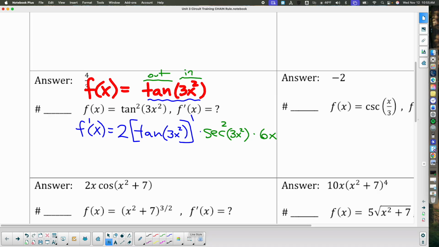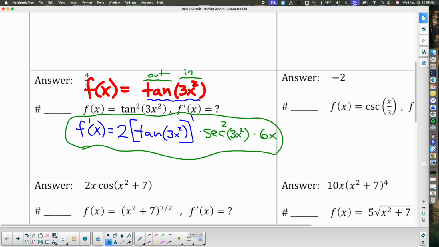So these are traditionally the types of problems that will confuse you because they have multiple steps, multiple chain rules. I said on the AP test, I don't remember them ever giving you a triple chain rule.